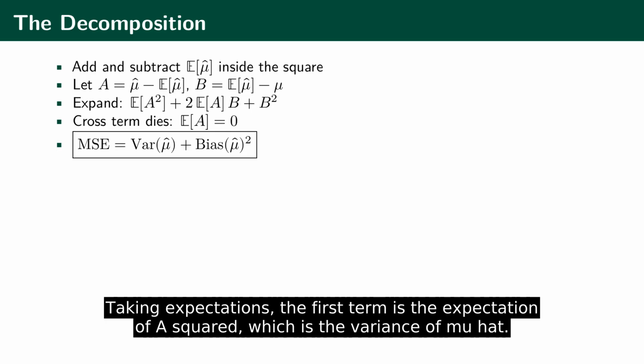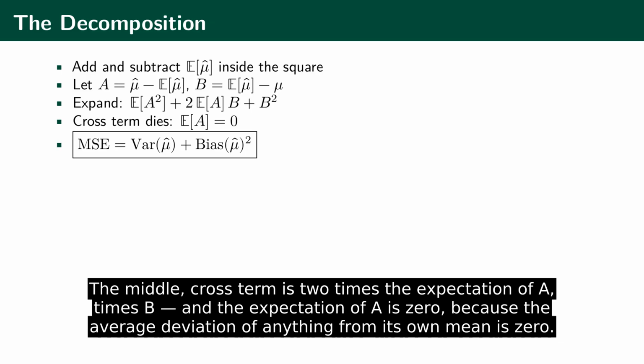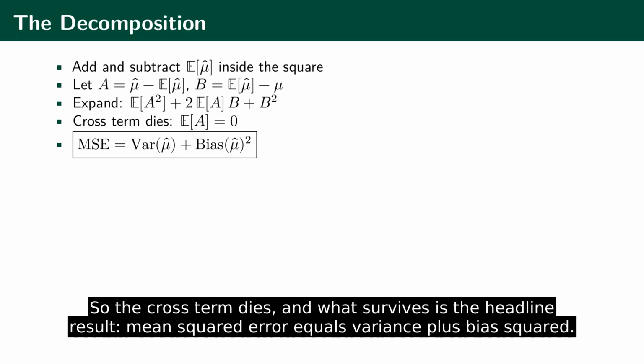Taking expectations, the first term is the expectation of A squared, which is the variance of mu hat. The last term is B squared, the bias squared. The middle cross term is 2 times the expectation of A times B, and the expectation of A is 0 because the average deviation of anything from its own mean is 0. So the cross term dies, and what survives is the headline result. Mean squared error equals variance plus bias squared.